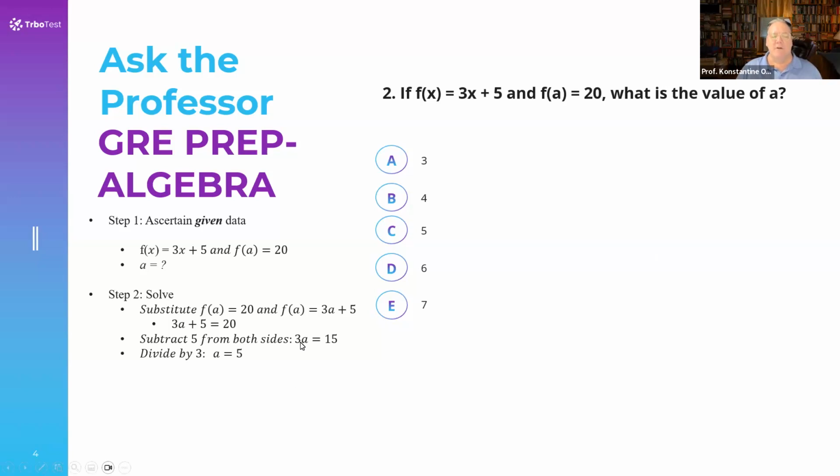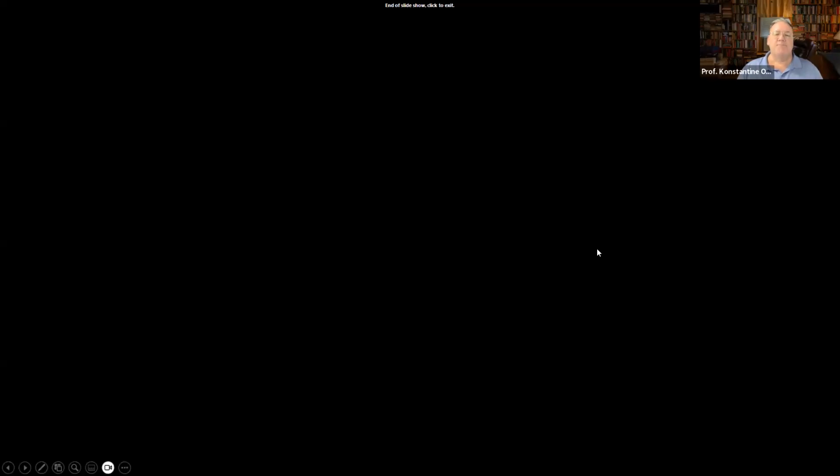As we know in algebra, anytime we have a number next to a letter, that's a multiplication sign, so we do the opposite in order to get rid of that number. We divide the 3 from a, which leaves only a, and we divide 3 into 15, which leaves 5. So a equals 5. As we now know, 5 is C. So the answer is C. Thank you.